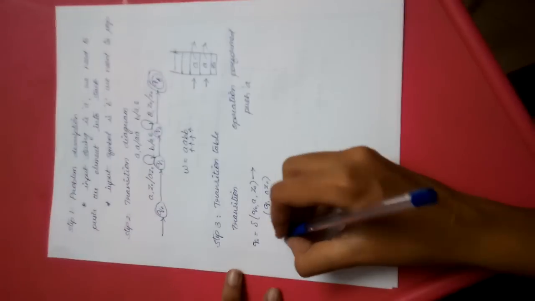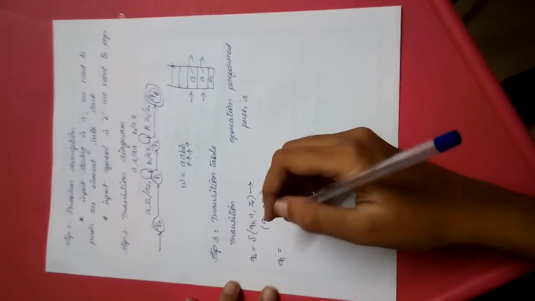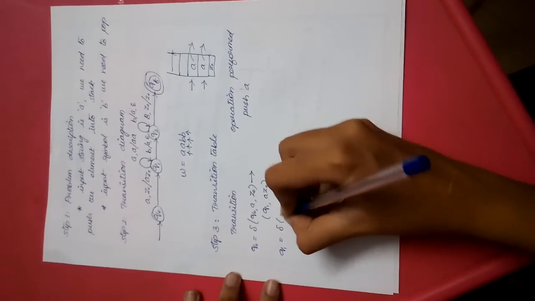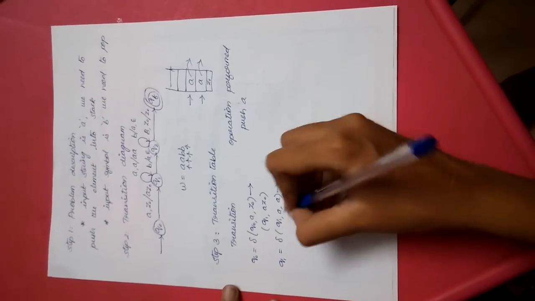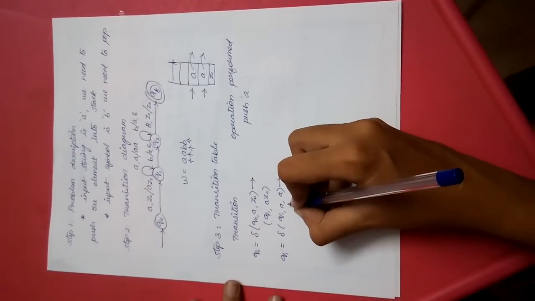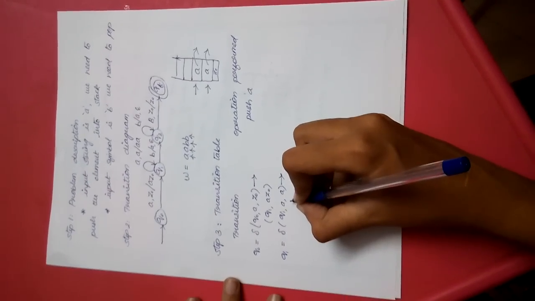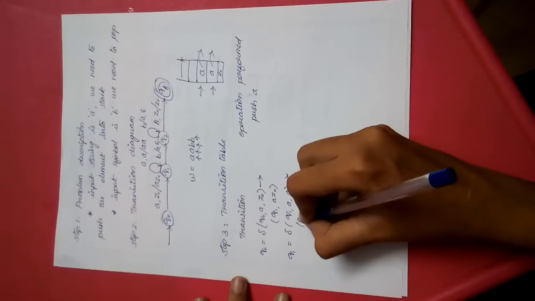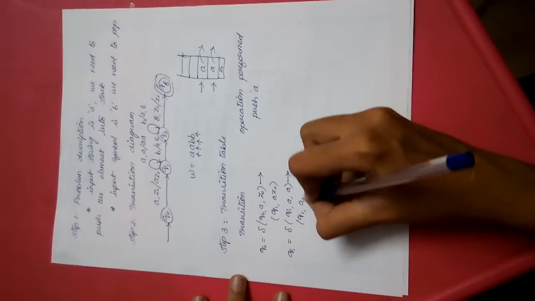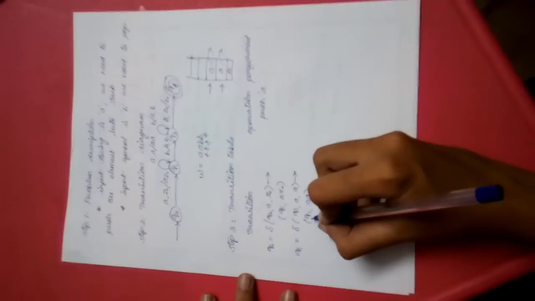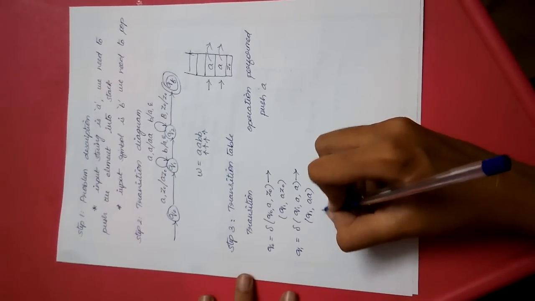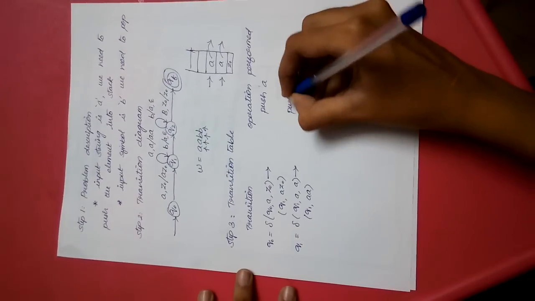Then we need to write the transition for Q1. The first transition for Q1 is del of Q1 comma A, because the top of the stack is A and the input we are going to push is also A. Now A gets pushed, the top of the stack is A, but it remains in the same state Q1. Operation performed is push A.